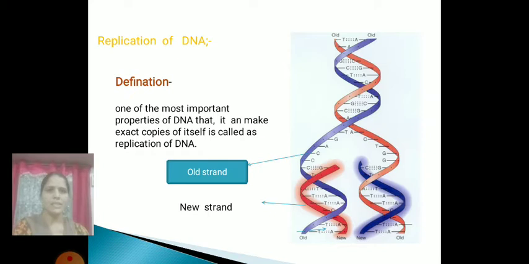First, we see the replication of DNA. Definition: one of the most important properties of DNA is that it can make exact copies of itself. This is called replication of DNA. It means that from a parental DNA strand, exact similar DNA copies are formed.